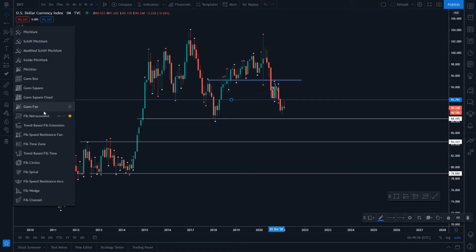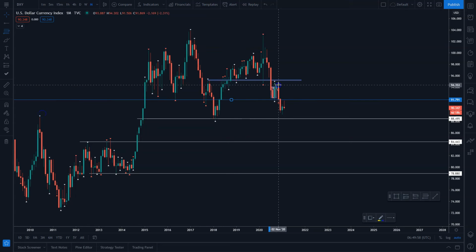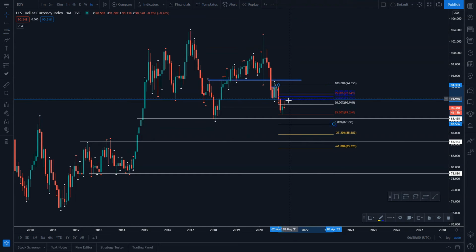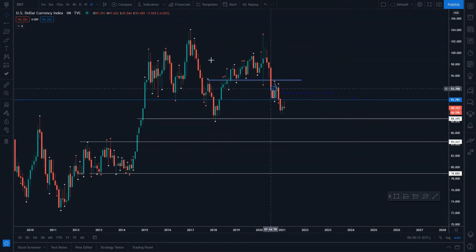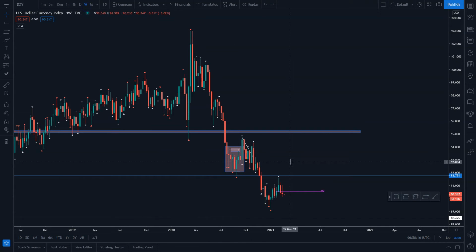Probably you could put a Fibonacci on this if you like to put Fibonacci's on higher time frames. So it is a 61.8 just there. Looking to now move down to the 27.2 extension and the 61.8 confluent with the 84.43. So looking very, very bearish so far for dollar index.